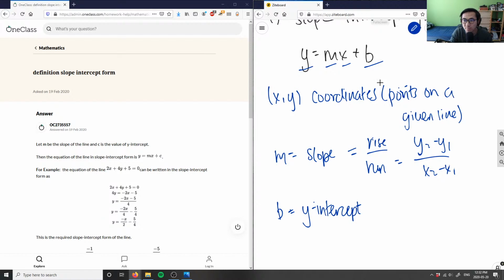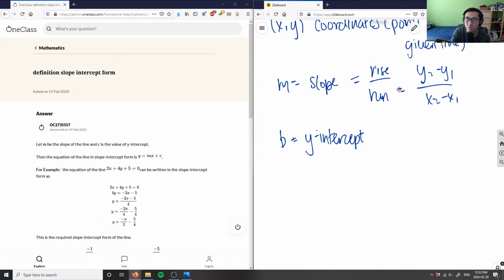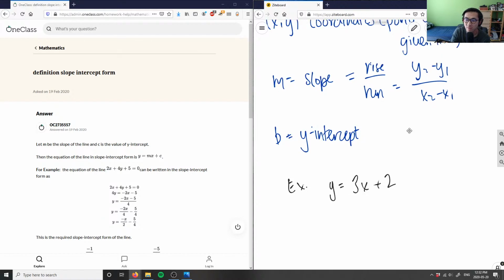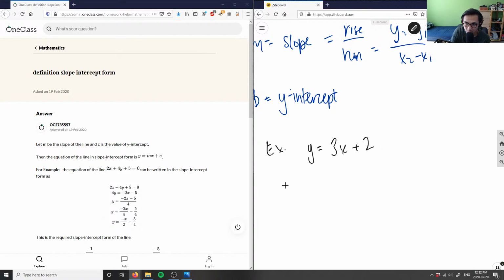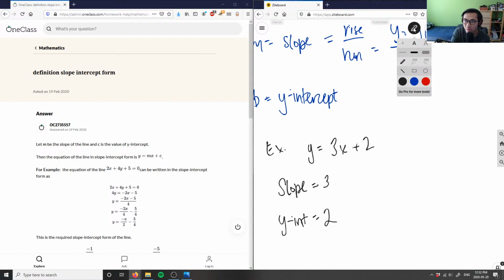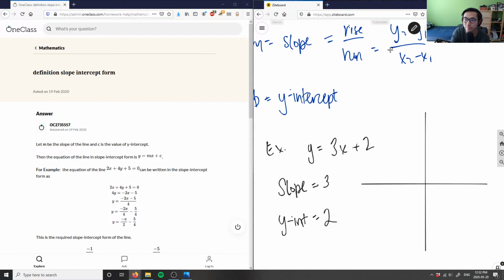Let me give you an example. If we have some type of equation, say y equals 3x plus 2, this would be a given line, right? The slope here is 3 and the y-intercept is 2. We can actually plot this on a graph using slope-intercept form. It's a very, very powerful tool.